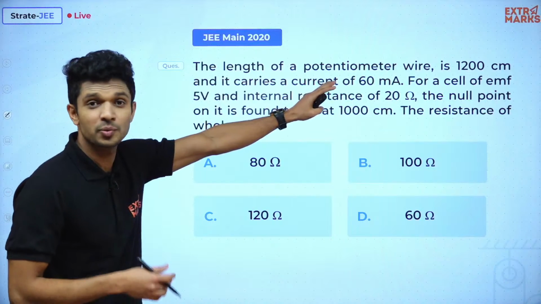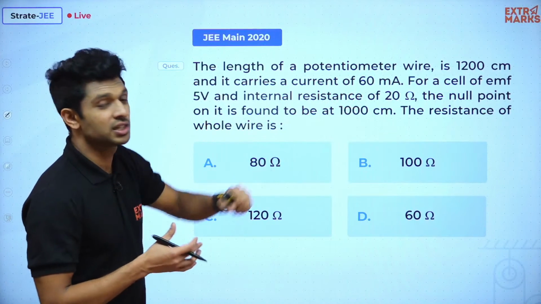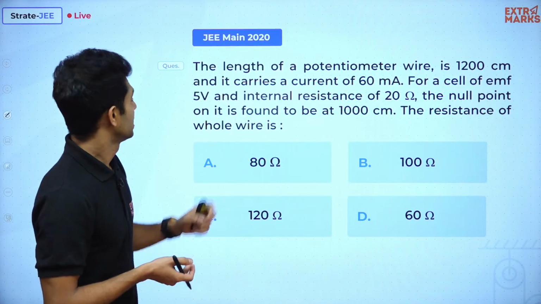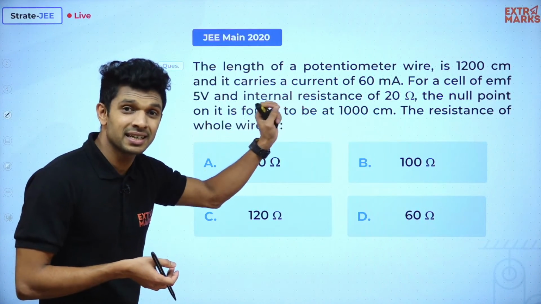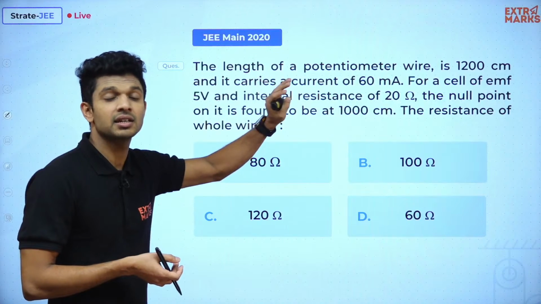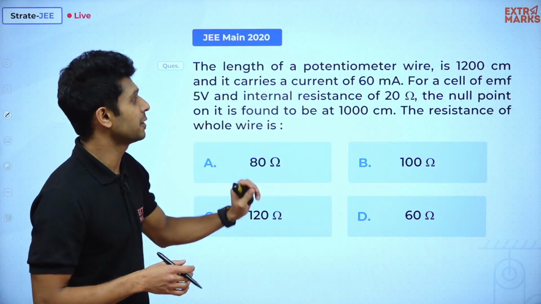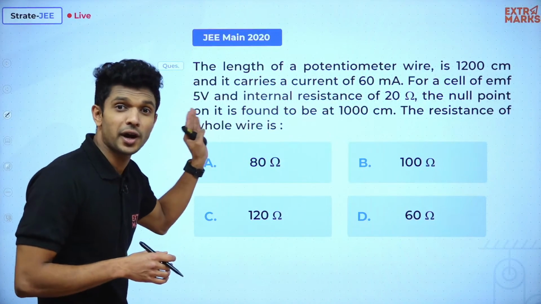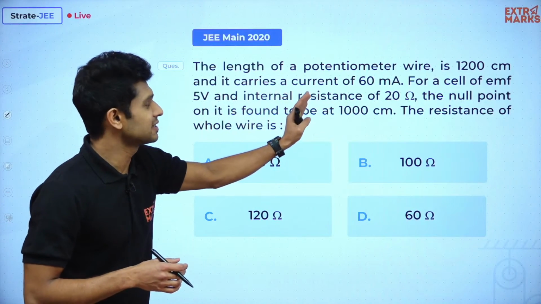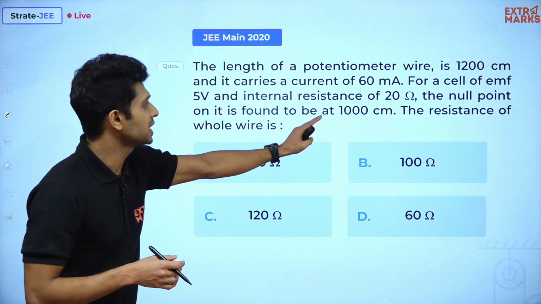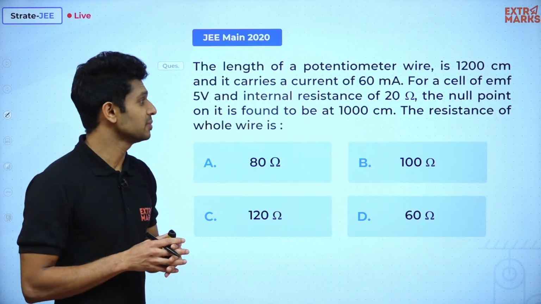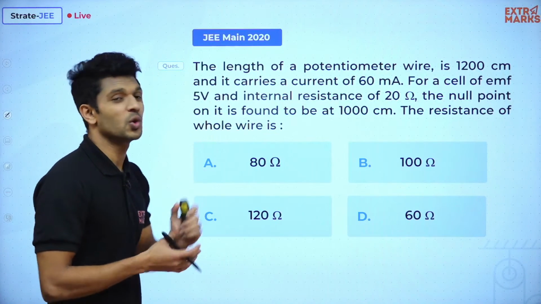The length of a potentiometer wire is given as 1200 centimeters. Wow. And it carries a current of 60 milliampere, which means that the primary current, the current in the primary circuit, is 60 milliampere. For a cell of EMF 5 volt and an internal resistance of 20 ohms, the null point on it is found to be 1000 centimeters. The resistance of the whole wire is.